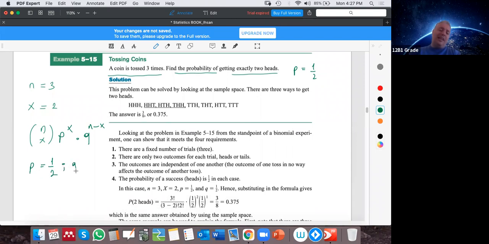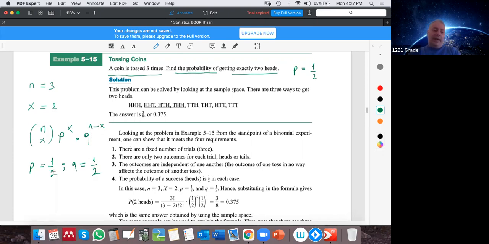And what about not seeing the head? It is half, 1 minus 1 over 2. It's also half. For the die problem, let's say to see the number 6, for example, 1 over 6. So not to see it is 1 minus 1 over 6, which is 5 over 6.